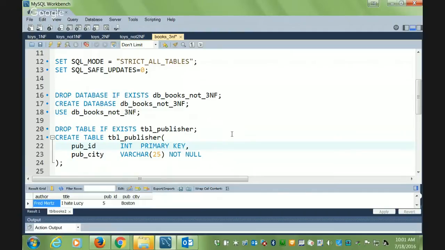You can call it whatever you like. I've put a publisher ID, which is an int and is the primary key of my table, and a publisher city, which is varchar 25, not null, same definition that I had in the other table. Let's look at it. Is it in the first normal form? Definitely. Right? Second normal form? Yes. Third normal form? Yes. Right? So this table is in the third normal form now.